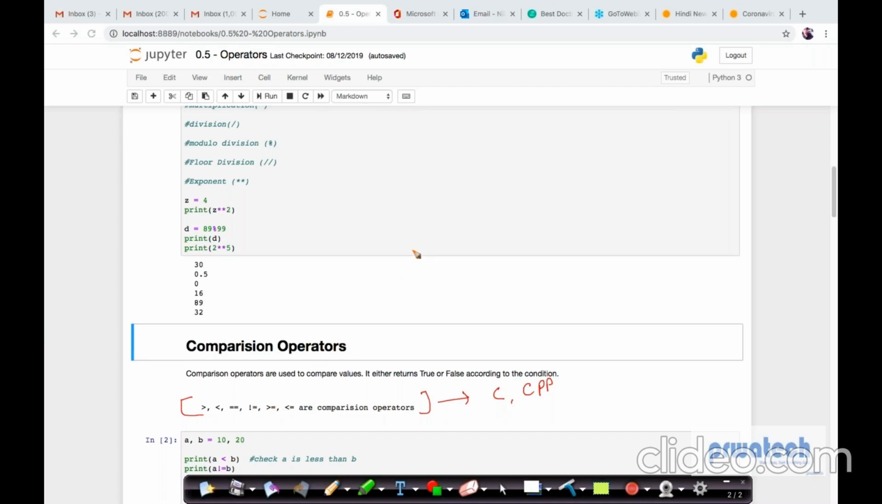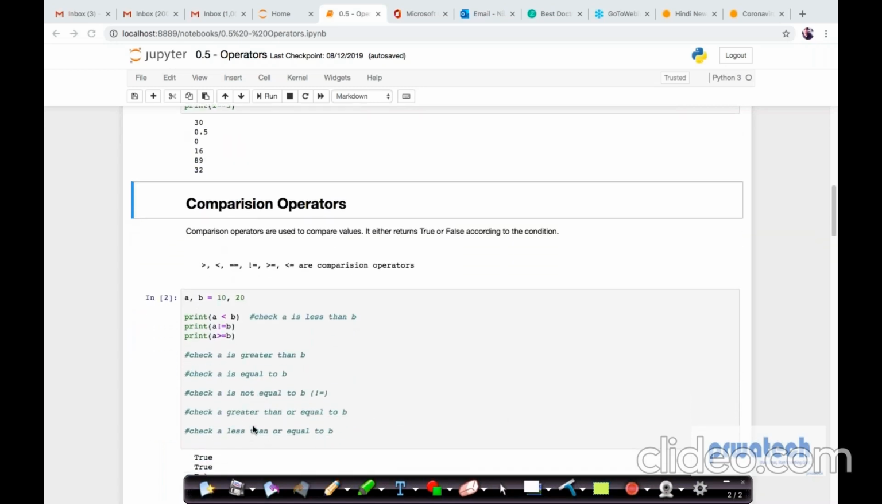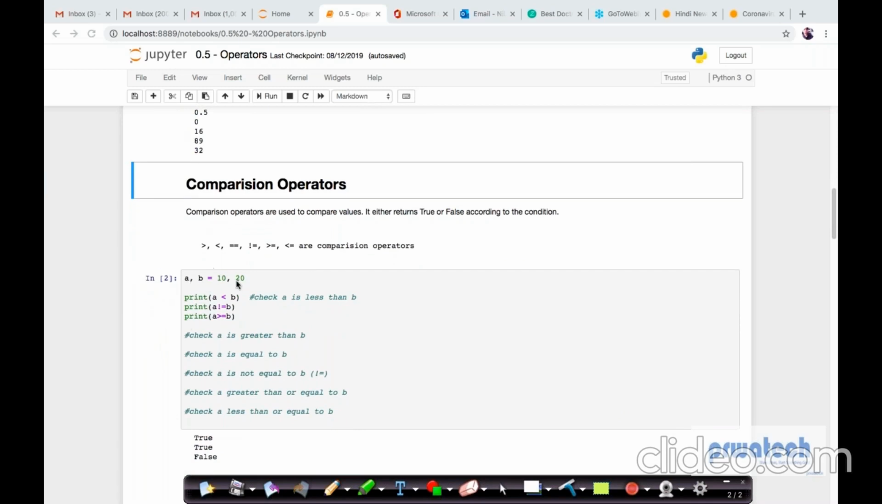Whichever value, like if I say x comma y, obviously x is bigger here. If I change this, my y is bigger. So we'll keep two values, a is equal to 10 and b is equal to 20. And remember guys, when you are working with comparison operators, this is not returning any numeric output, right? This is returning a Boolean output.